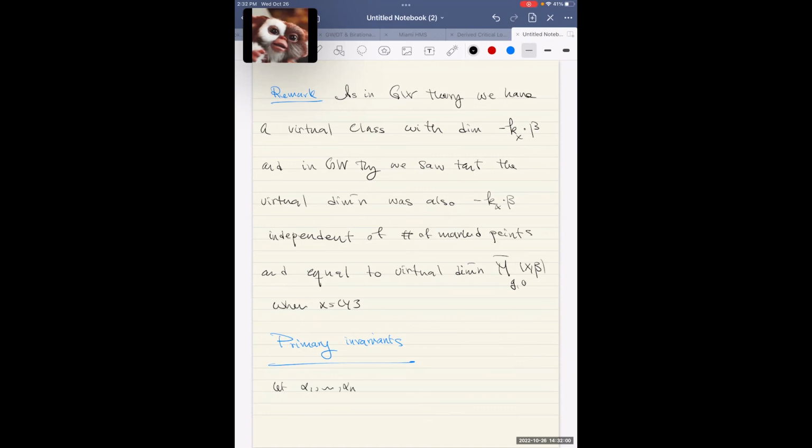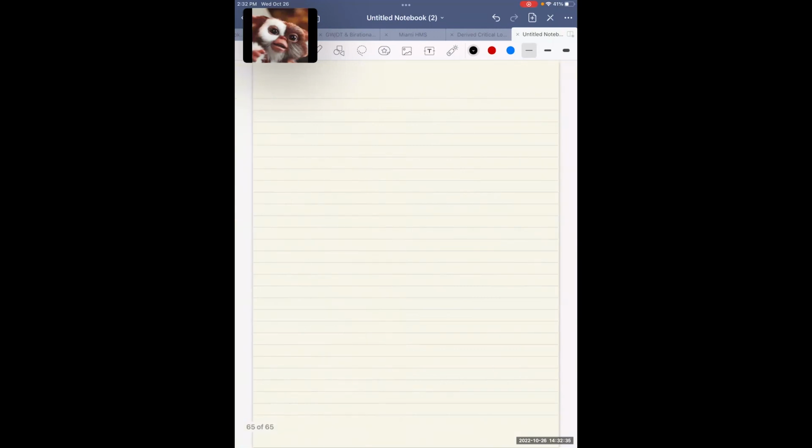Let alpha 1 to alpha n be elements of the cohomology of X with rational coefficients, be cohomology classes dual to a collection of topological cycles, called cycles Z_i in X. Okay, so this is what we had by the expected dimension formula.